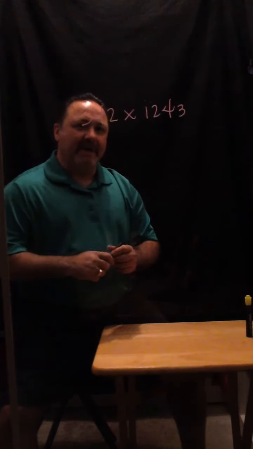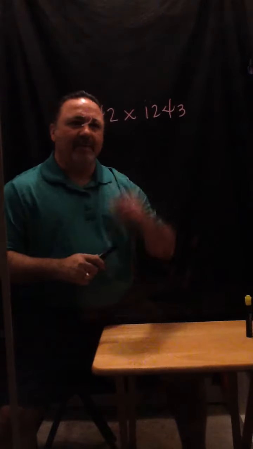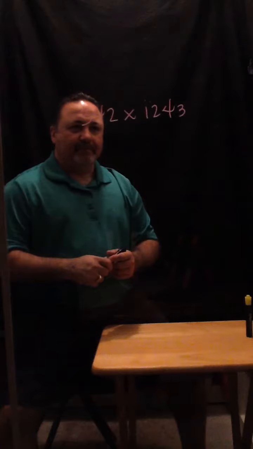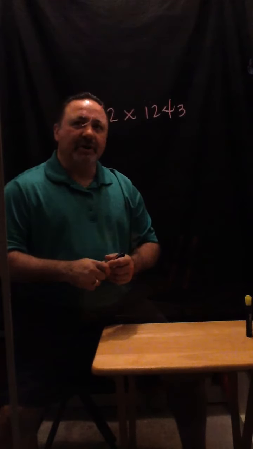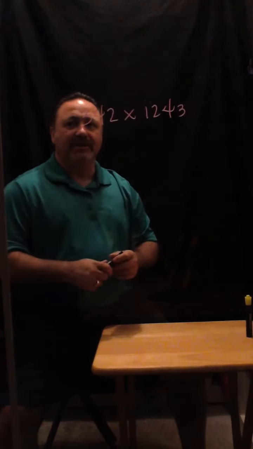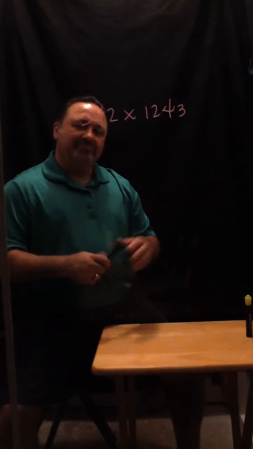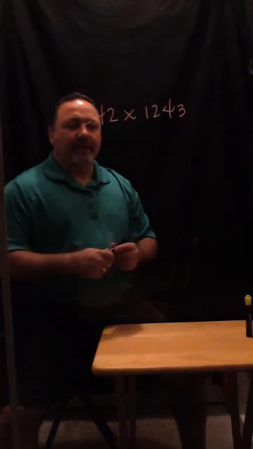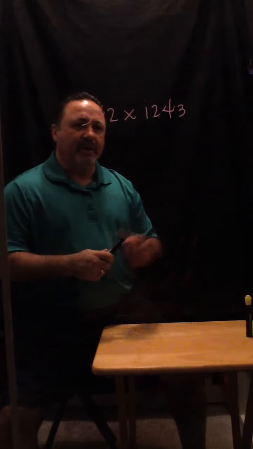I have one 3-digit number and one 4-digit number. Which number would you like to go on top? Traditionally we would say the number with the most digits would go on top. Well, let's flip it. Today, let's take this 342 and put it on top.